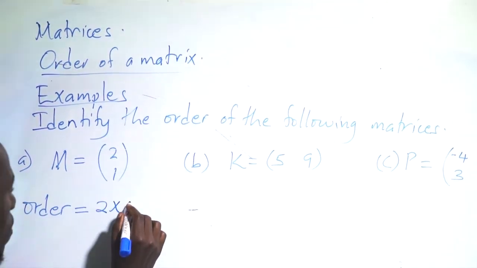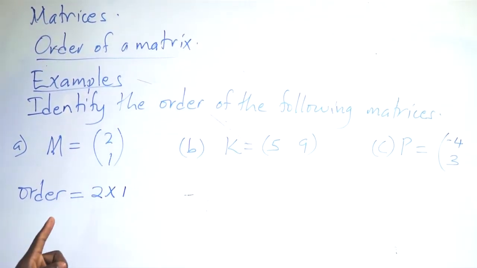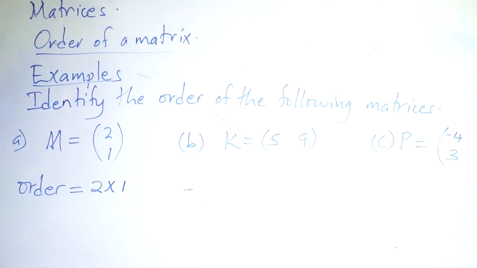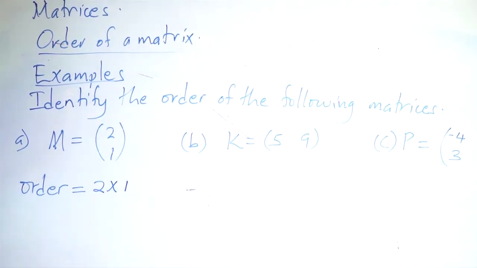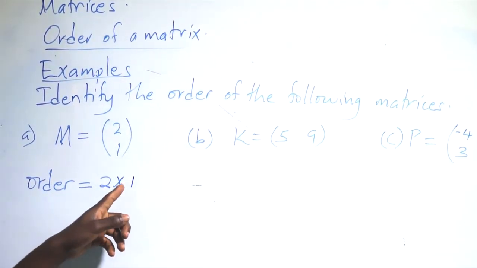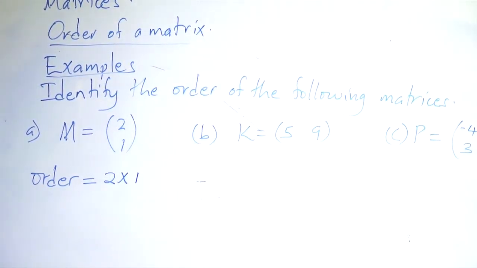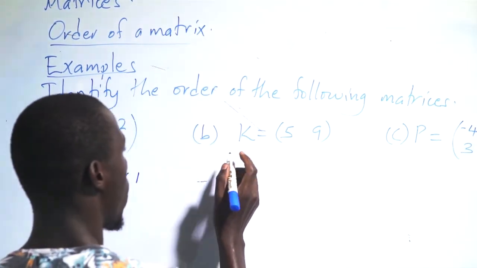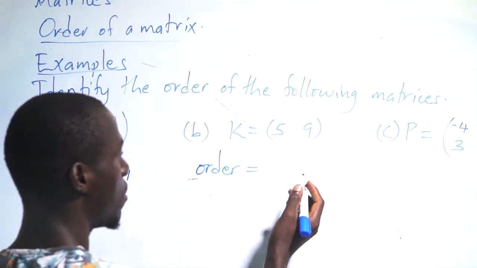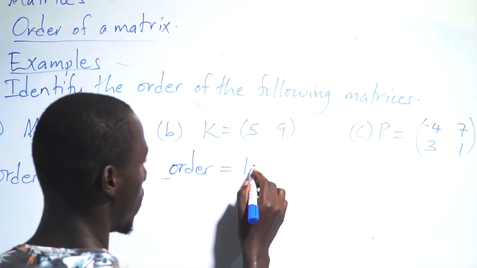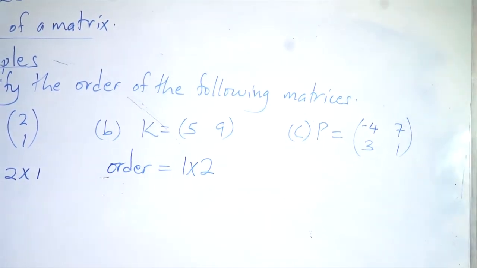So this one has only one column. So we read that one as a 2 by 1. We read it as a 2 by 1, but when we are writing it, we write it like that. So when you see that in matrices, it is not 2 times 1, no. It is just an order of a matrix that is 2 by 1. So for the order here, I count the number of columns, I'm seeing 1, then the number of rows, 1, 2, that is the order of that matrix, okay?